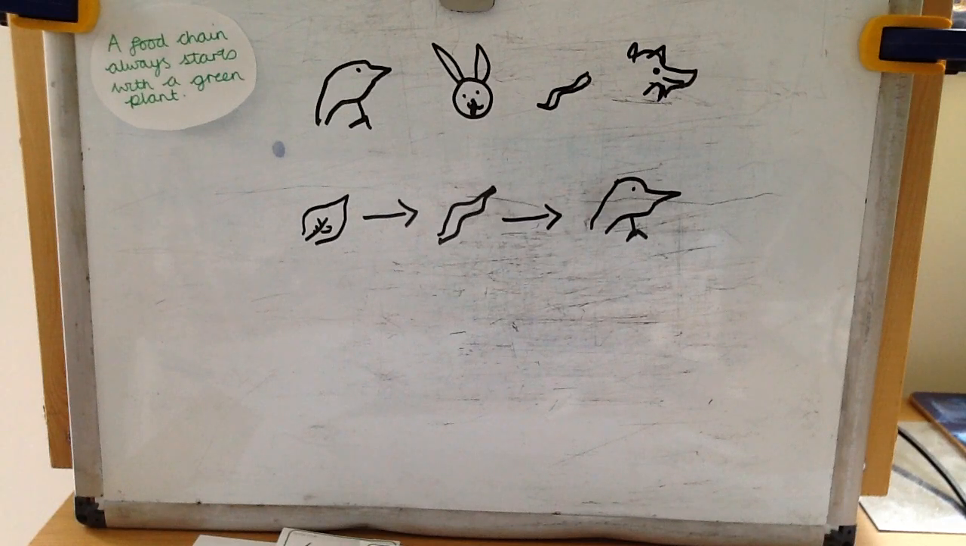Think of a habitat and think of the animals that are in that habitat and create a food chain for those animals. So please share your food chains with us on Dojo. We'd love to see them, and I hope your drawings are better than mine.